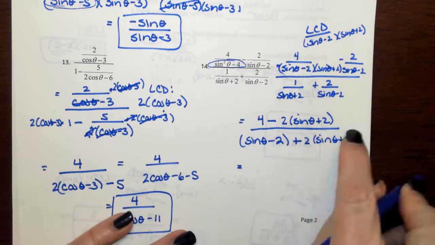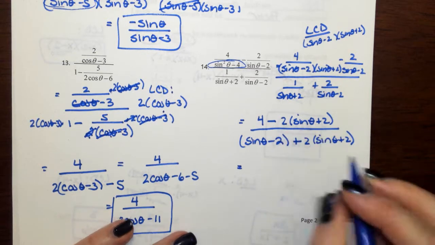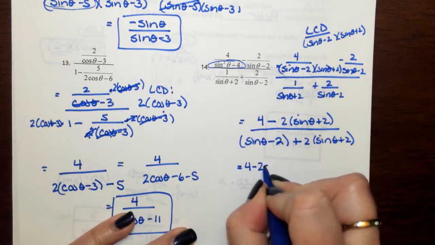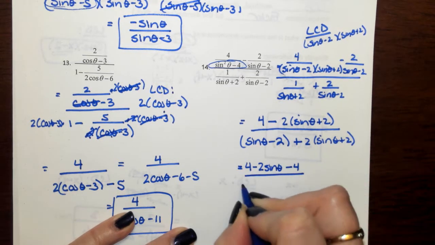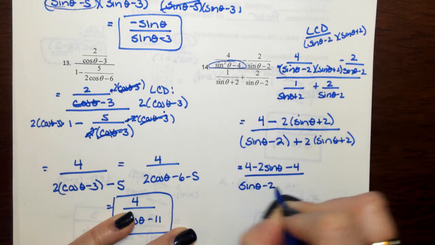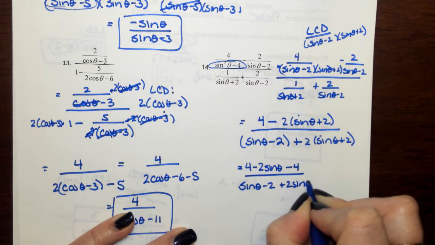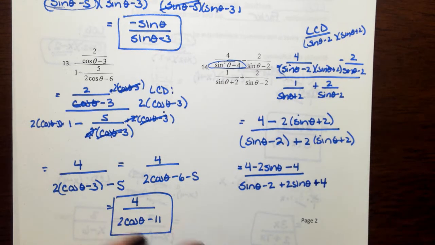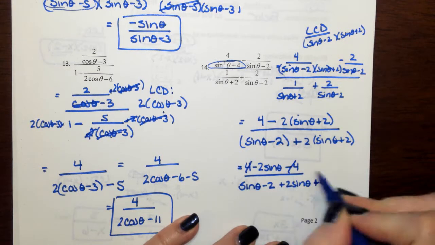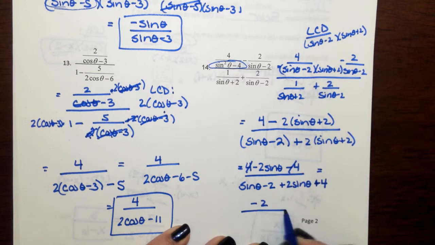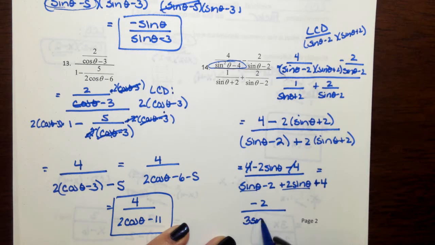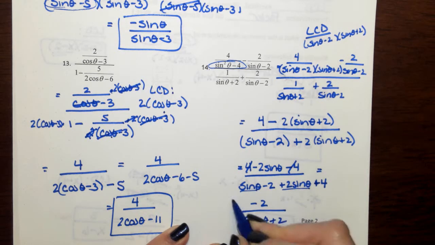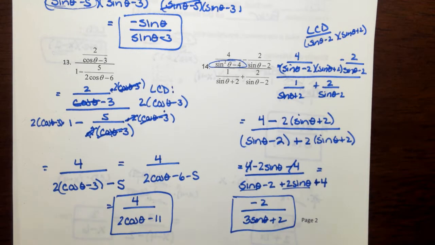Then you have to clean up the numerator and the denominator. So I have to distribute the negative 2. So 4 minus 2 sine theta minus 4 over sine theta minus 2 plus 2 sine theta plus 4. 4 minus 4 cancels, so I'm left with a negative 2 on the top. Sine theta plus 2 sine theta gives me a 3 sine theta plus 2. Again, you can always change your signs into x's and then substitute back in the end.